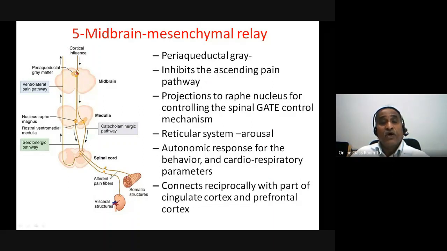And they will also, through the hypothalamus, monitor the cardiorespiratory parameters, especially the autonomic parameters, the sympathetic and parasympathetic. And this periaqueductal gray is reciprocally connected with the cingulate cortex, the prefrontal cortex, the amygdala, insular cortex, and all other areas of the brain, even the nucleus accumbens, and all those areas are connected, and they will try to influence the inputs. That's about the mesenchymal relay.